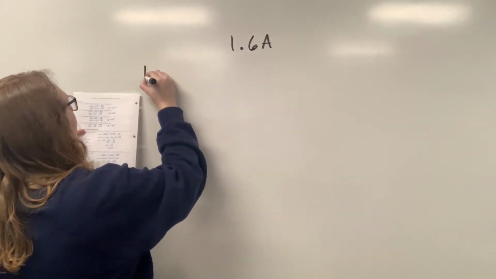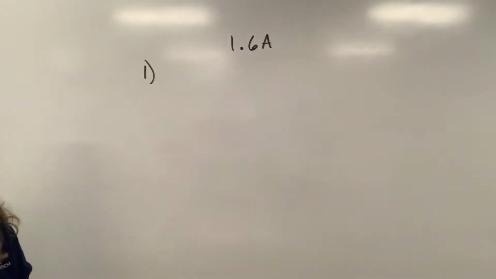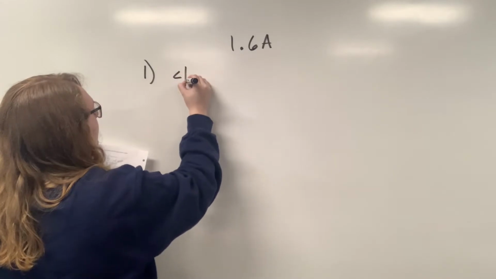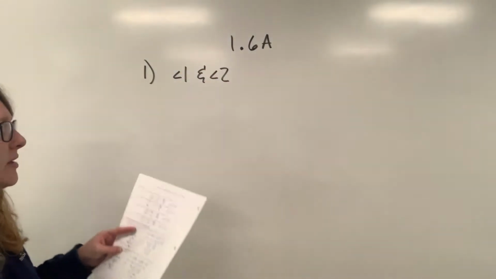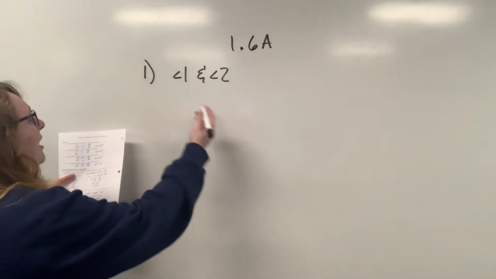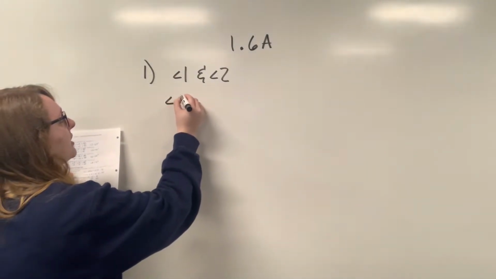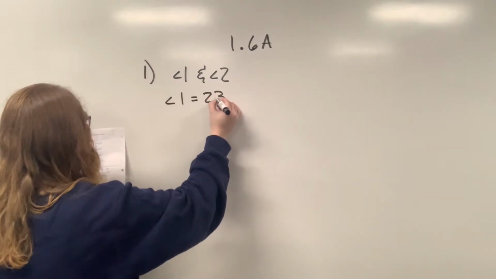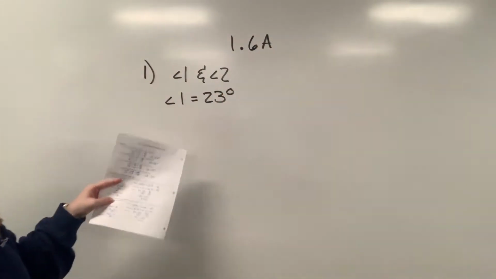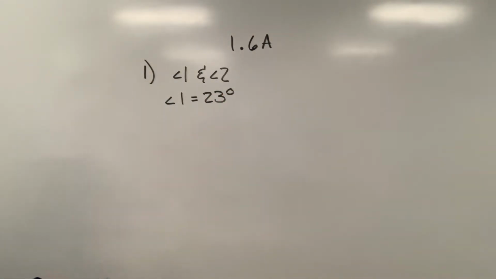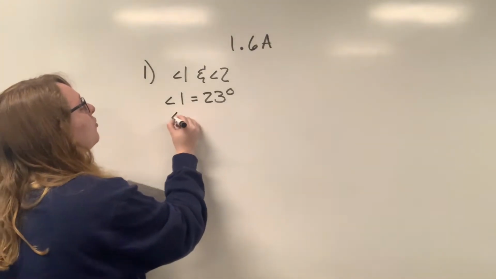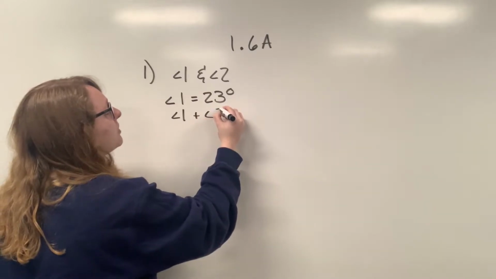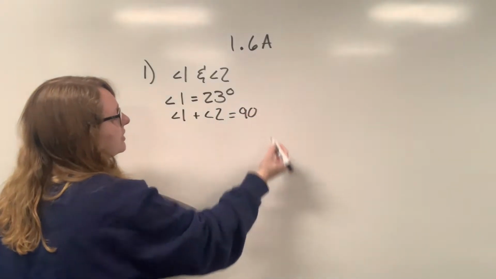Okay, so for number 1, it says that we have some set of angles, an angle 1 and an angle 2, okay? That's all we know about them. We know that angle 1 is 23 degrees, and we know that these two angles are complements of each other, or they are complementary angles, meaning that angle 1 and angle 2, when we add them together, give us 90 degrees, okay?